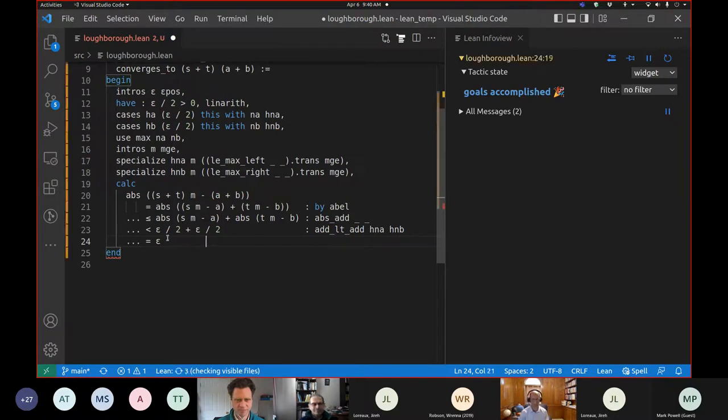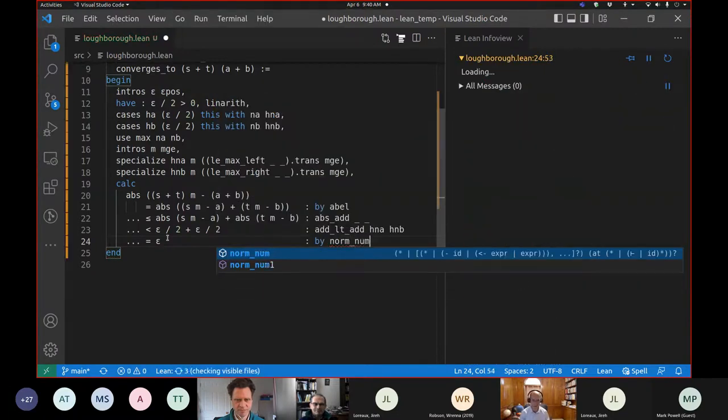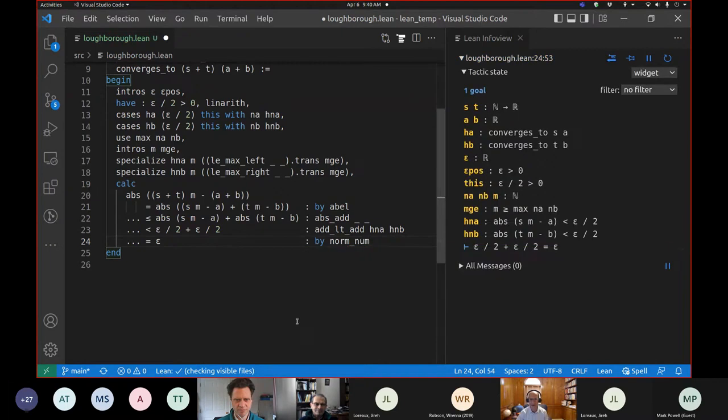Oh, and I forgot the justification. So let me put it in. This is actually the norm_num tactic that Mario wrote for Kevin a long time ago, and we use it all the time. So it can calculate that epsilon over 2 plus epsilon over 2 is equal to epsilon. Okay, and that's it. That's a Lean proof.